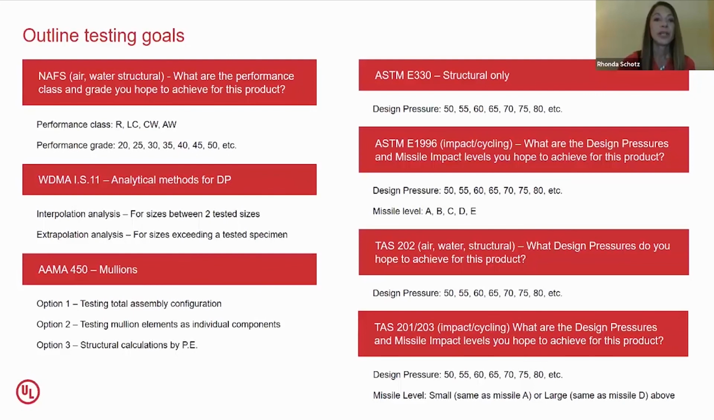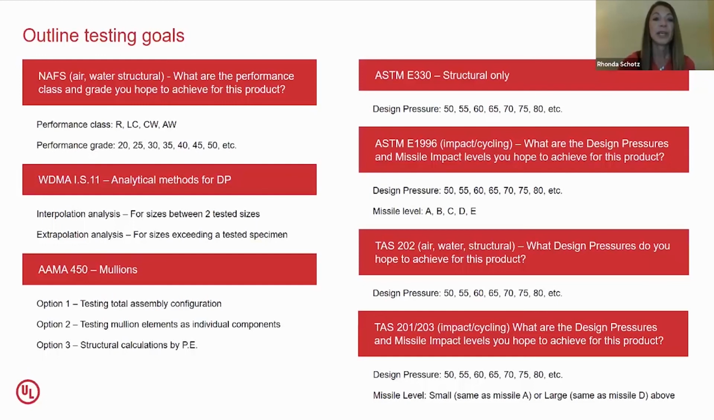As shown here, each test standard requires you to select the performance you are wanting your product to achieve. So for NAFS, there's a performance class of either R, LC, CW, or AW. There's also performance grades, which is the design pressure, or PSF, of 20, 25, 30, 35, etc. Those run in 5 PSF increments. There's also the WDMA IS-11, which is an analytical method for design pressure.